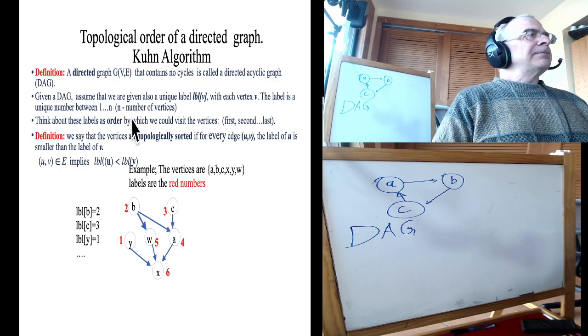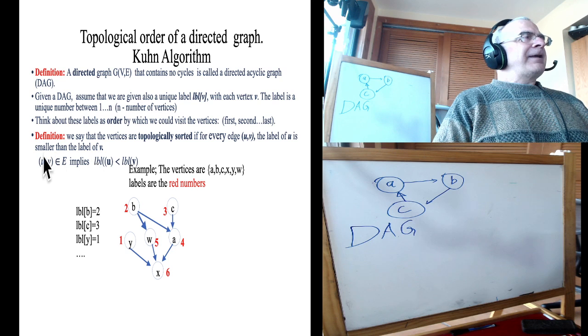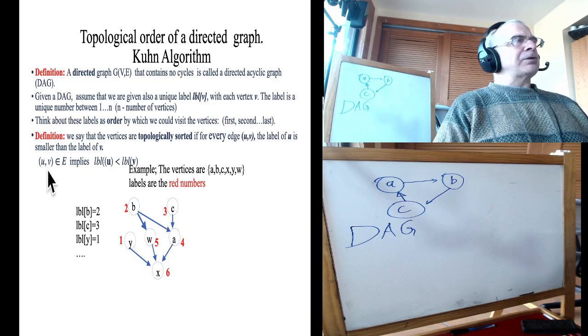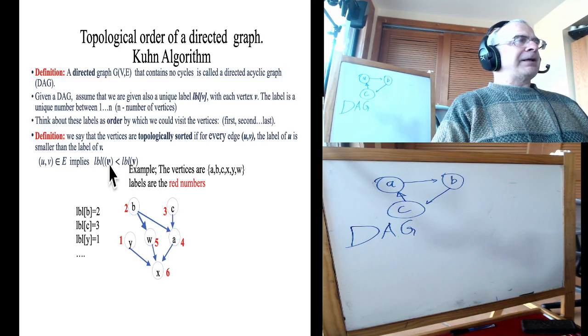What I need this labeling to do is that if you have a directed edge from U to V, remember, U needs to be executed before V can be executed, then the label of U must be smaller than the label of V. It doesn't have to be the label minus 1, but it has to be smaller.